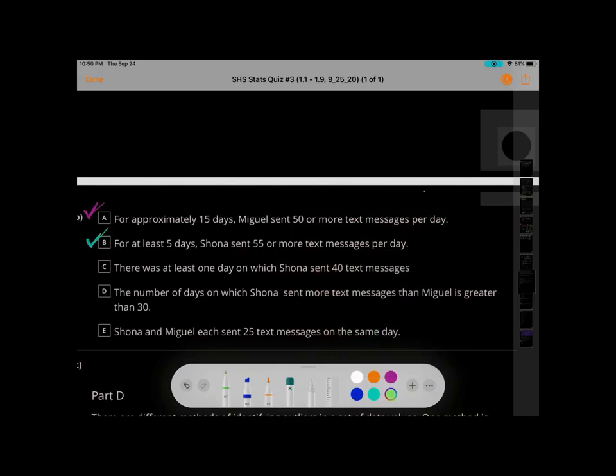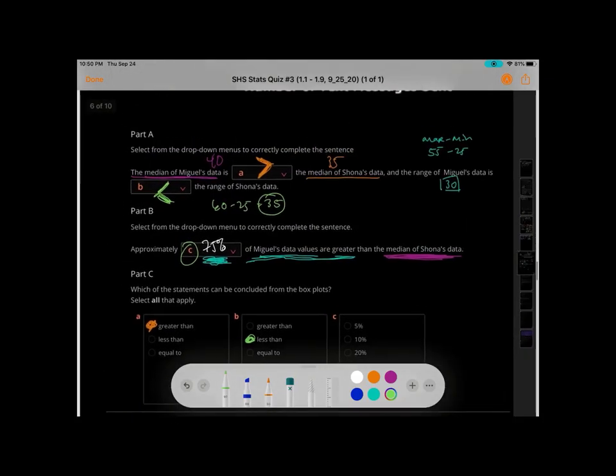There was at least one day in which Shona sent 40 messages. Let's go look. Shona.